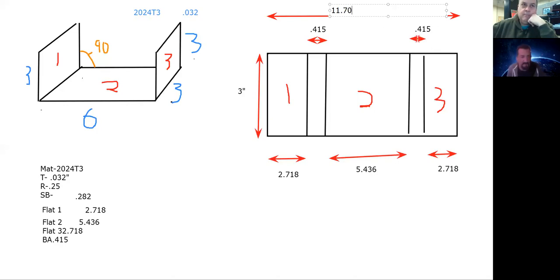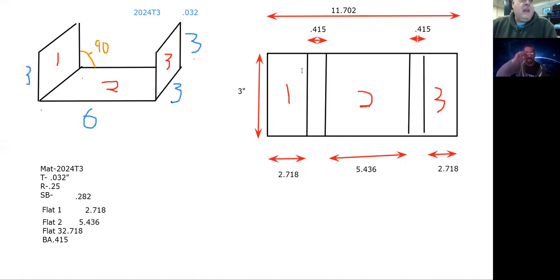11.702. Okay. Sure, I'll buy that. So now we know all these dimensions. So now we can go grab a piece of aluminum, 2024 T3 and 32 thousandths, and we can shear a rectangle that's 3 inches by 11.7. For all practical purposes, 11.7.